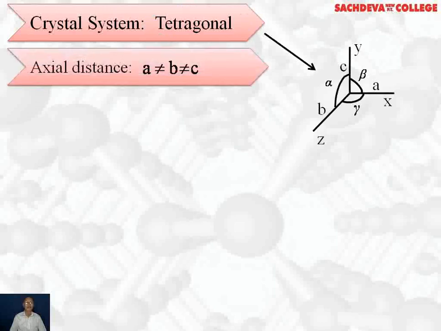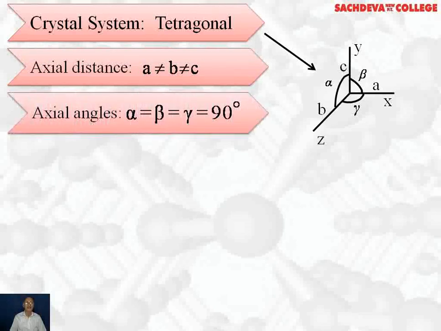In tetragonal, the axial distances A is not equal to B is not equal to C, meaning all the three sides are unequal. Axial angles alpha is equal to beta is equal to gamma equal to 90 degree. That is, all angles are equal and they are equal to 90 degree.